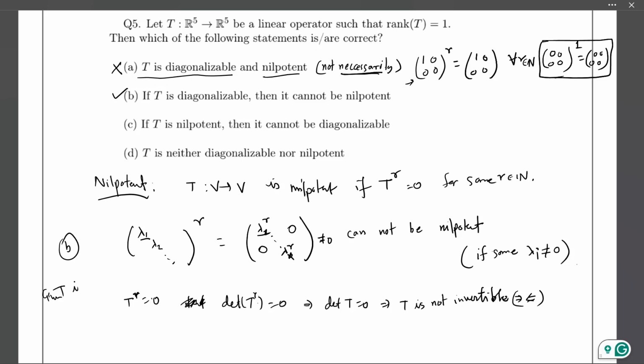Given T invertible, and if you assume T power r becomes 0 for some r, then we have a problem here. Determinant 0 implies T is not invertible, right? So your point was correct. This is good intuition. Sir, so we can say that option C is correct using these theories. If T is nilpotent, then it cannot be diagonalizable.